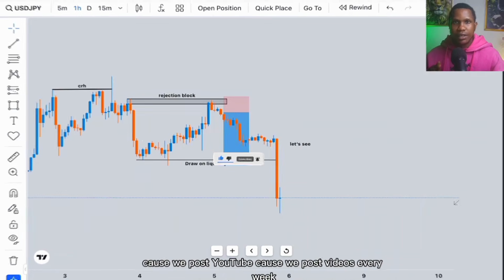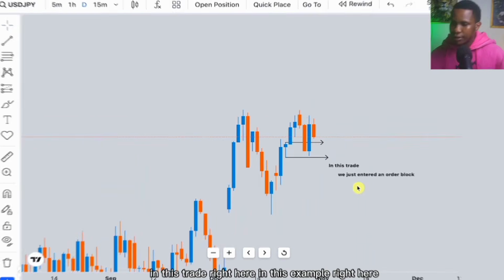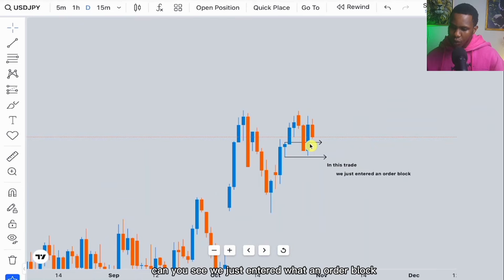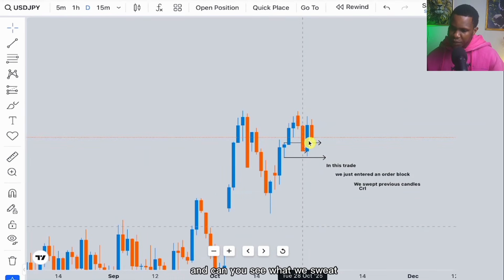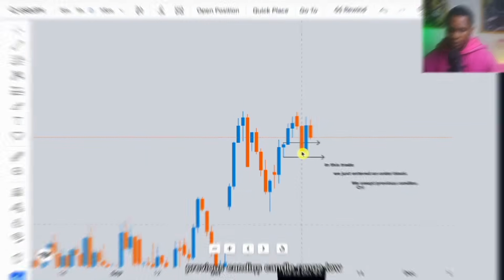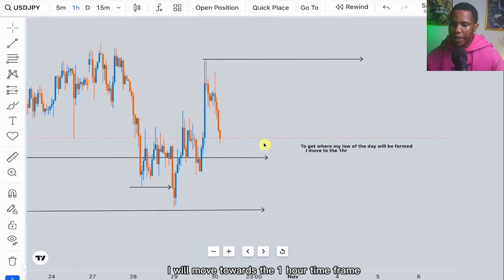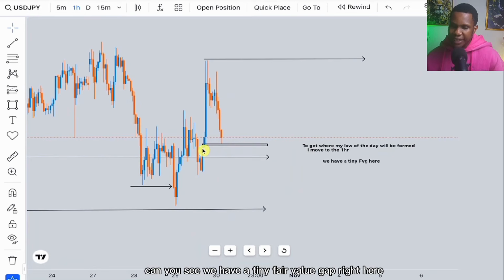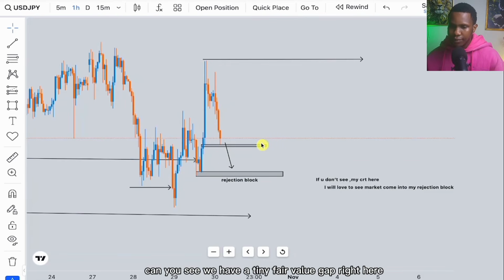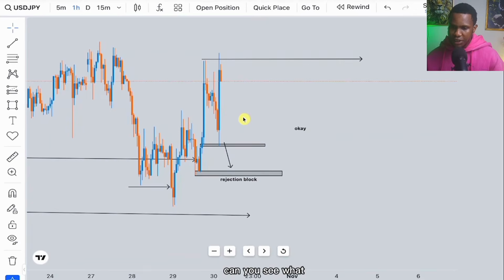In this trade right here, can you see we just entered what, an order block, and can you see what, we've swept previous candle range low. I anticipate a move higher. I will move towards the 1 hour time frame. Can you see we have a tiny fair value gap right here, and we also have a rejection block right here. Let's see.